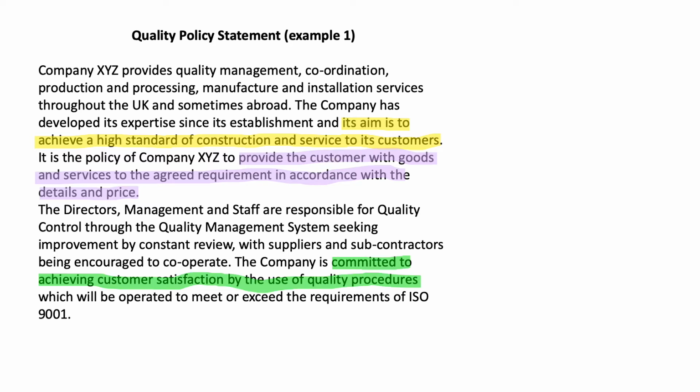So, the directors, management and staff are responsible for quality control through the quality management system, seeking improvement by constant review, with suppliers and subcontractors being encouraged to cooperate. And the company is committed to achieving customer satisfaction by the use of quality procedures, which will be operated to meet or exceed the requirements of ISO 9001. So, if you follow the quality procedures, you will get customer satisfaction.